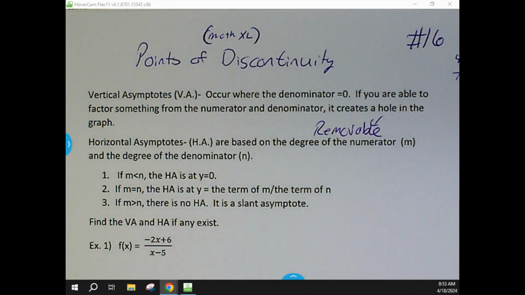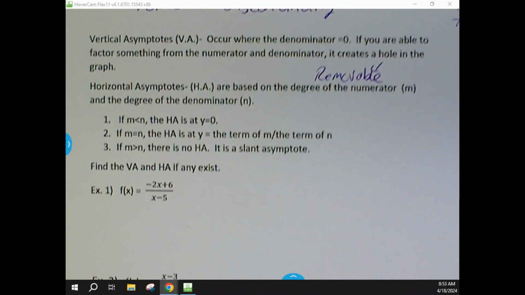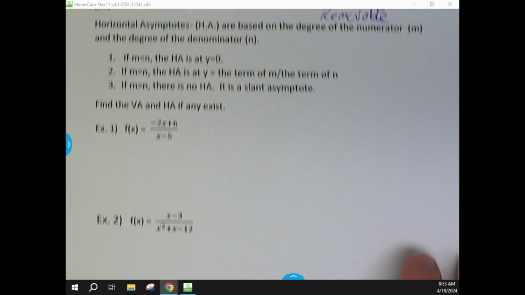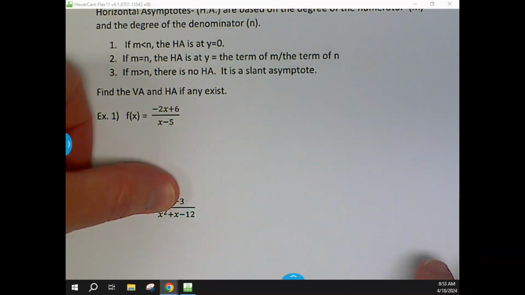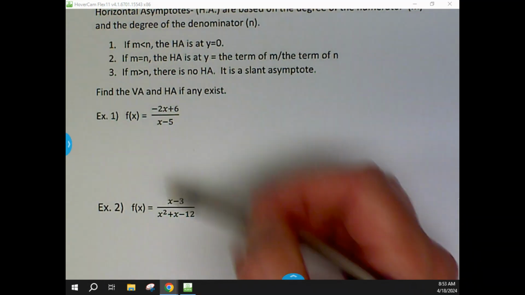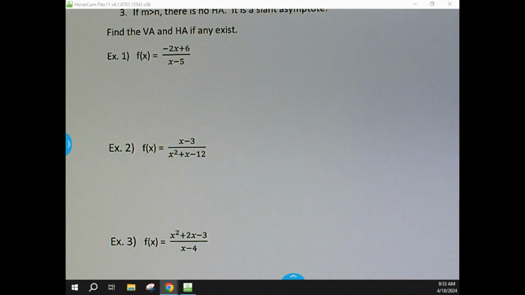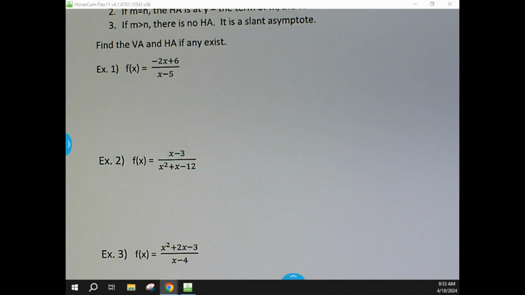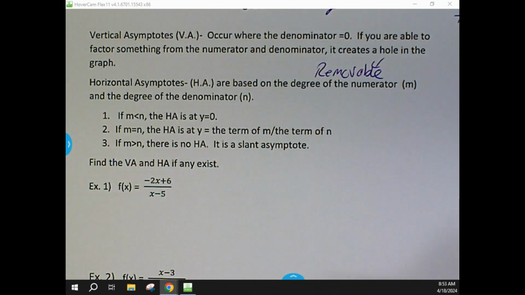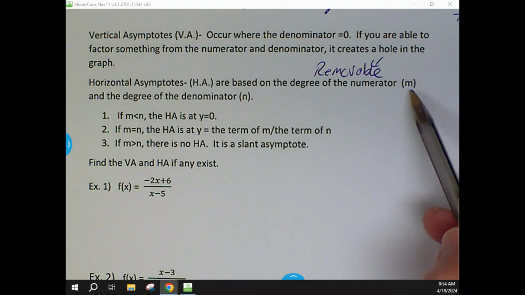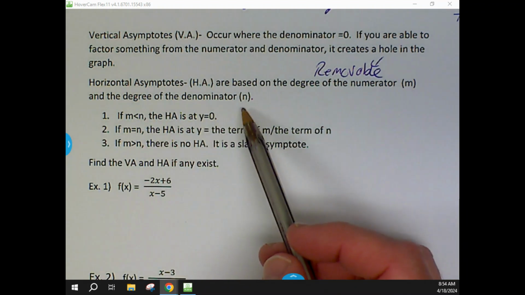Here's the part that's going to change, though. If you look at the examples down here at the bottom, notice in your numerators it's not just 6 over x plus 5 or negative 3 over x plus 5. Now we've got x's involved, in some cases x squared. That raises the degree of difficulty a little bit. When we talk about horizontal asymptotes, it's based on the degree of your numerator and your denominator. The degree of the numerator we'll call m, and the degree of the denominator will be n.